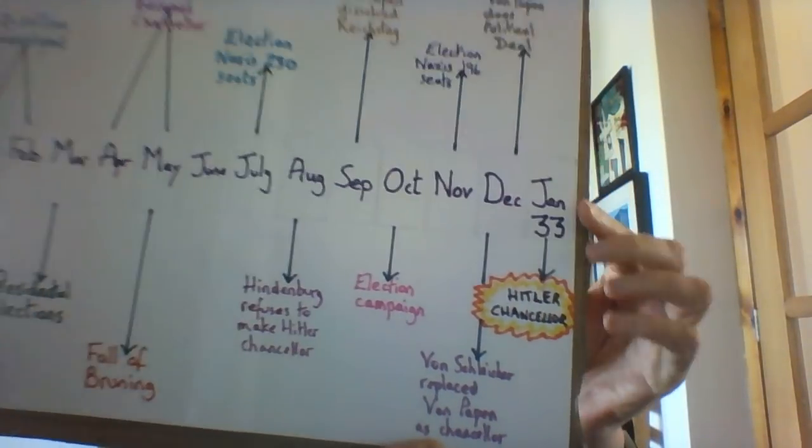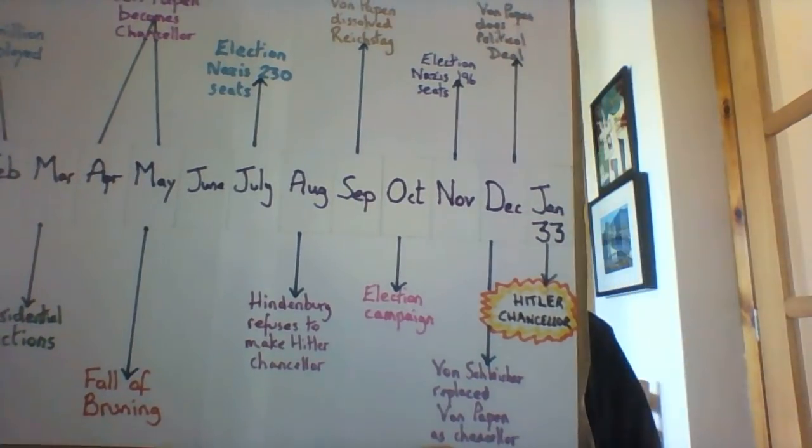December 1932. President Hindenburg can't go with his old friend von Papen because he's lost. He doesn't want to go with Hitler because he doesn't really trust him. So Hindenburg is persuaded by a man called von Schleicher. There he is, von Schleicher, December 1932.